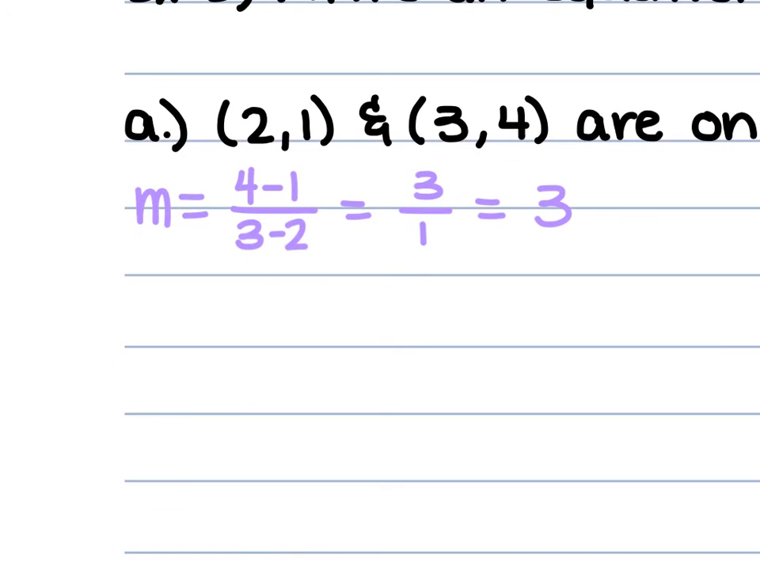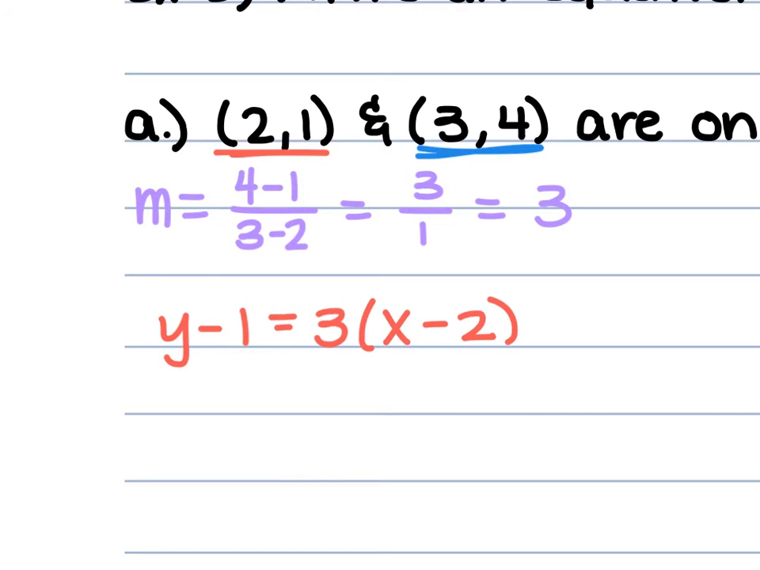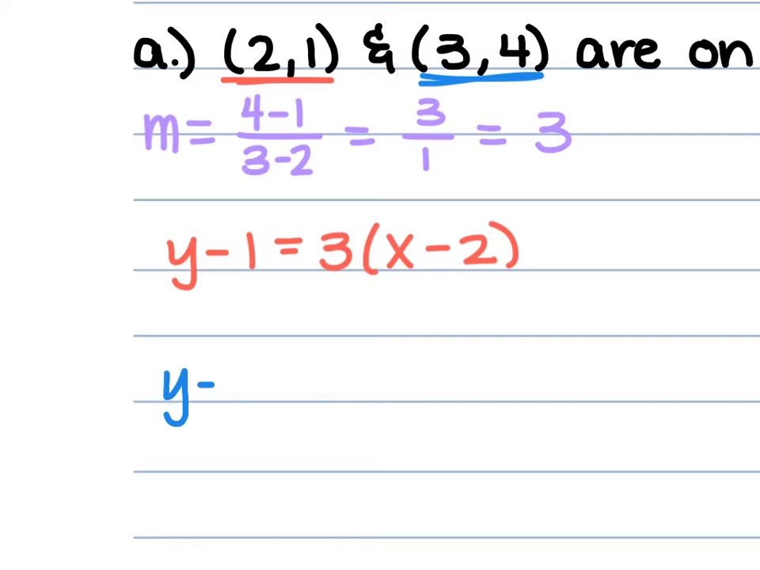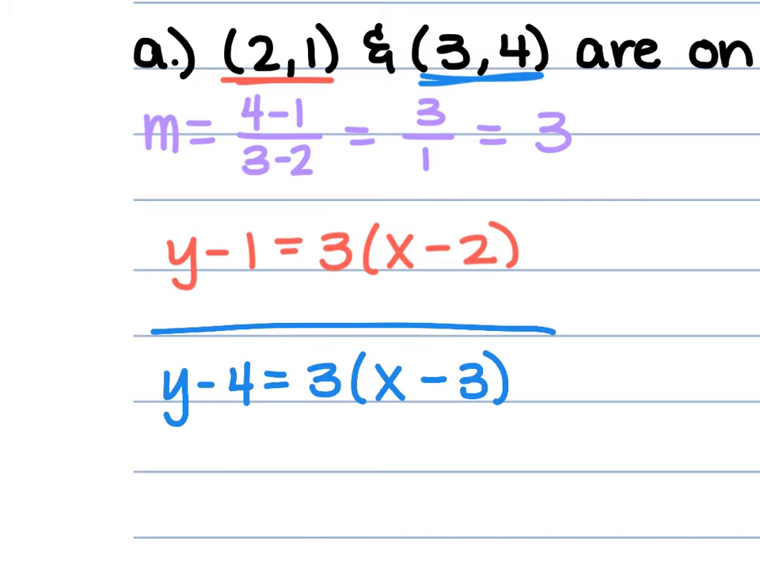From there, use one of the 2 points. It doesn't matter which one. If we use the (2, 1), we're going to have y minus 1 is equal to 3 times x minus 2. If we used the other, the (3, 4), we would have y minus 4 is equal to 3 times x minus 3. So either one of these would be correct in this sense.